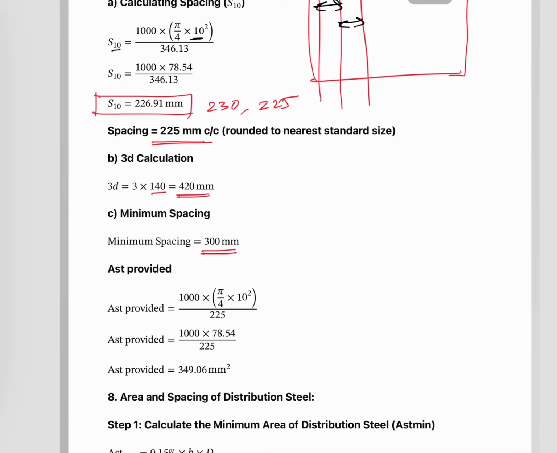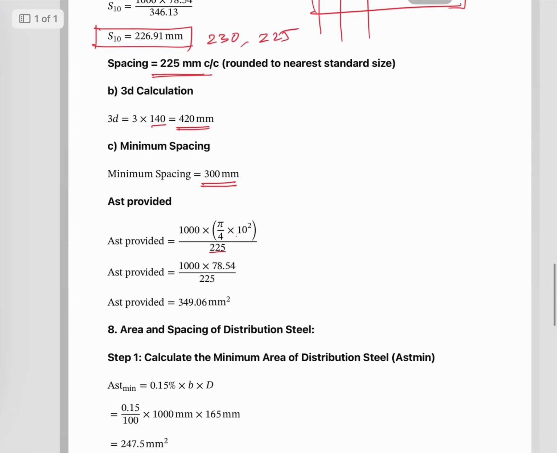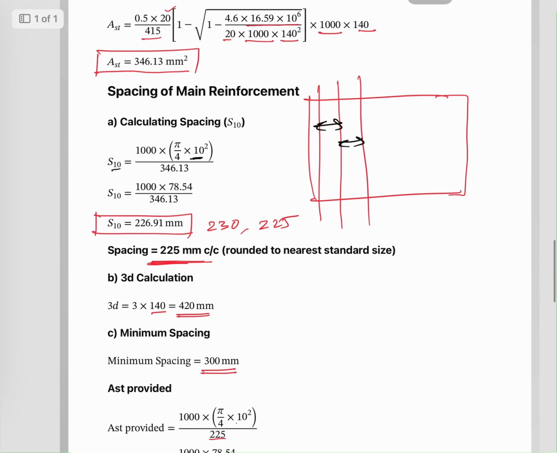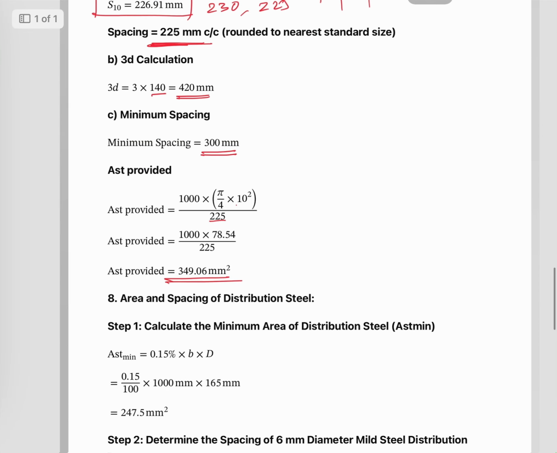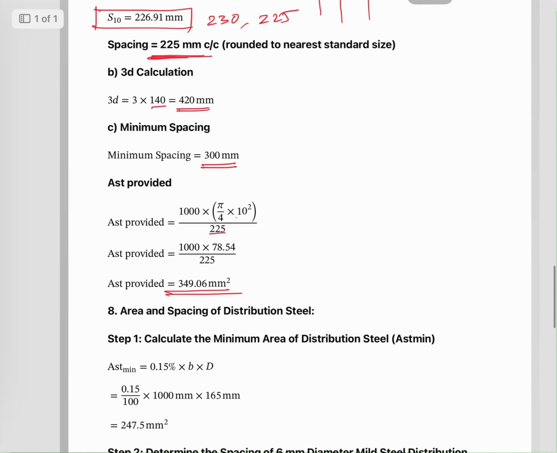So based on that, let's calculate what Ast we are going to provide. Ast provided is 1000 into pi by 4 into diameter square upon 225, and 225 is nothing but the spacing that we have calculated. So we are going to provide an Ast of 349.06, and what we calculated was 346.13. It means that our area of steel is perfect. So 349 and 346 are nearly equivalent areas.